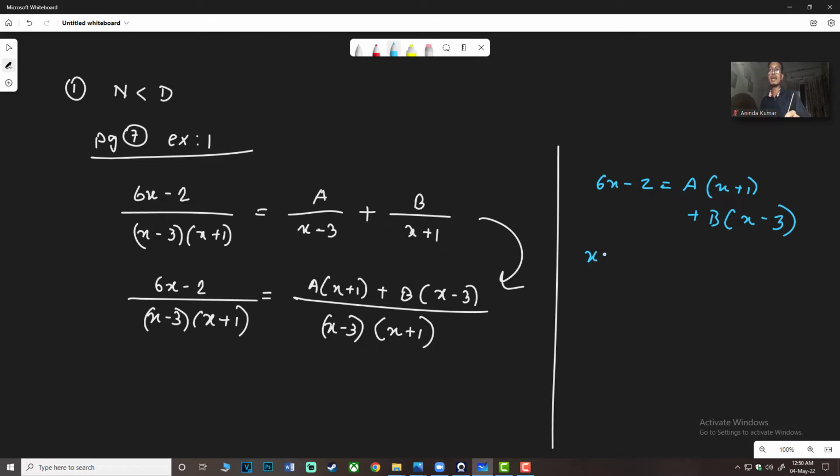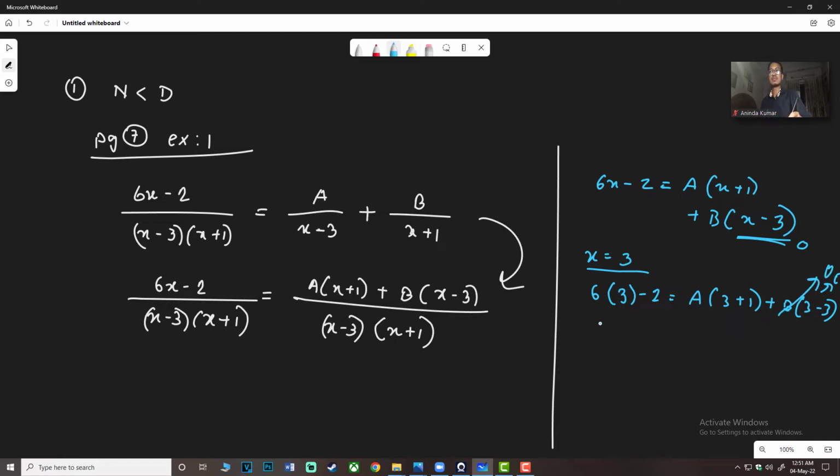That is why we are taking x equal to 3, because from here we can see if the value of x is taken as 3, this whole thing will become 0, b into 0 will become 0 and we will have only a left. So when we take x equal to 3, what happens? We are taking x equal to 3 for the whole expression, by the way. So 6(3) minus 2 equals a(3 plus 1) plus b(3 minus 3). Okay, so 3 minus 3 is 0. So anything into 0 is 0. So the whole thing becomes 0.